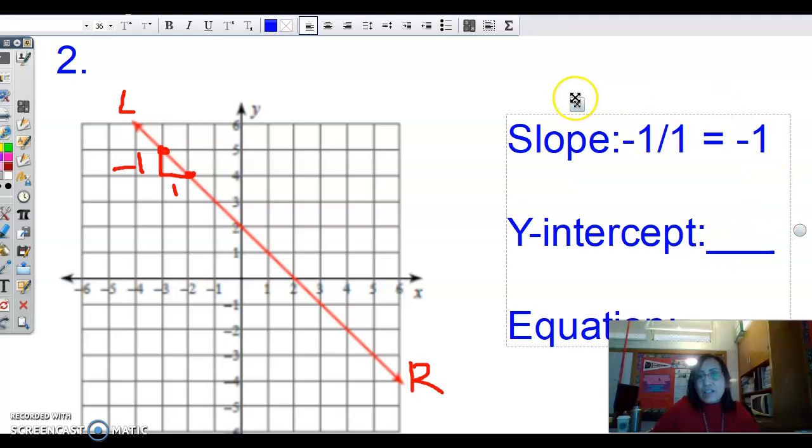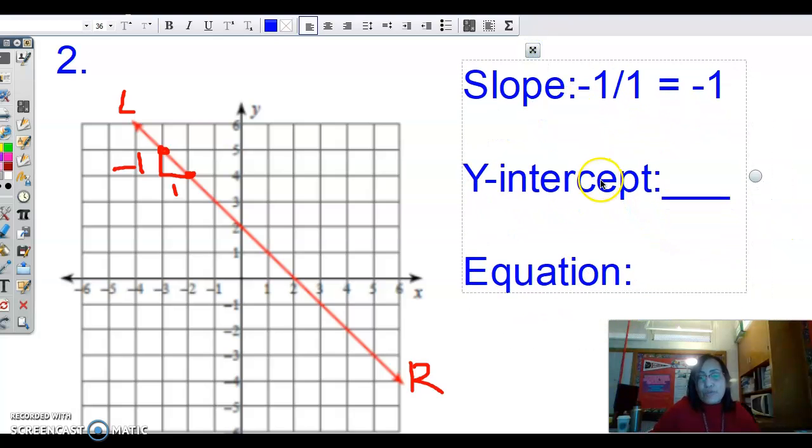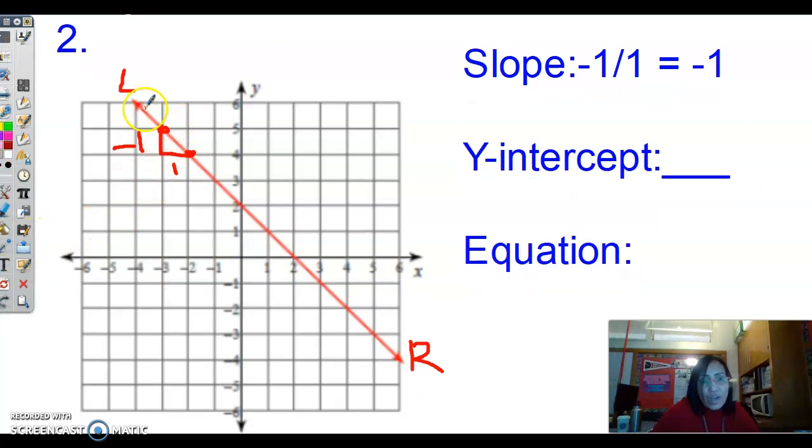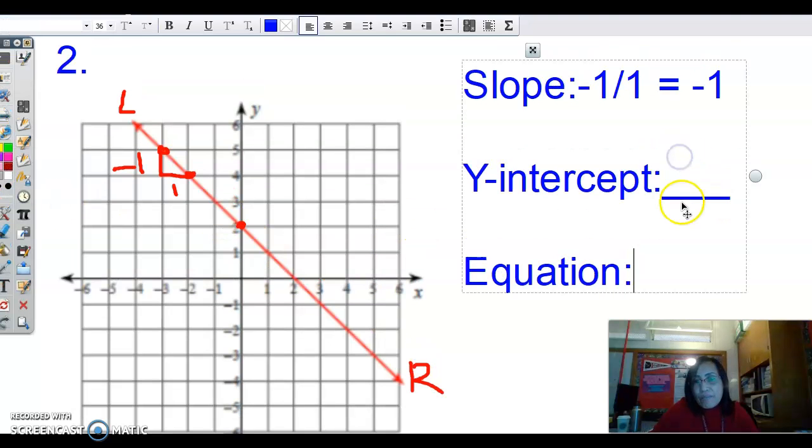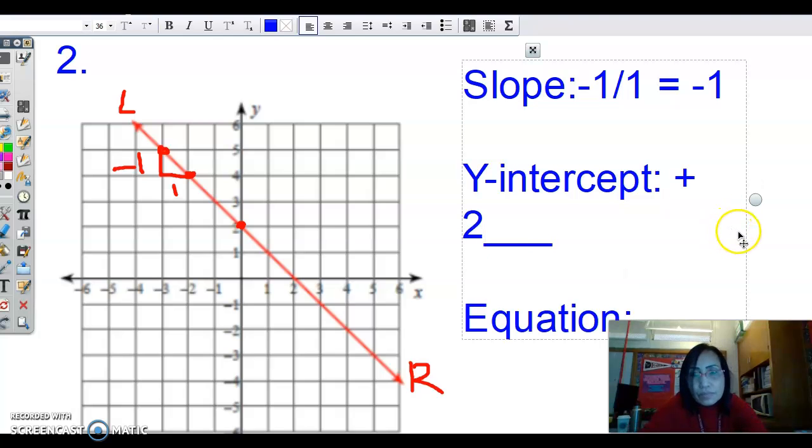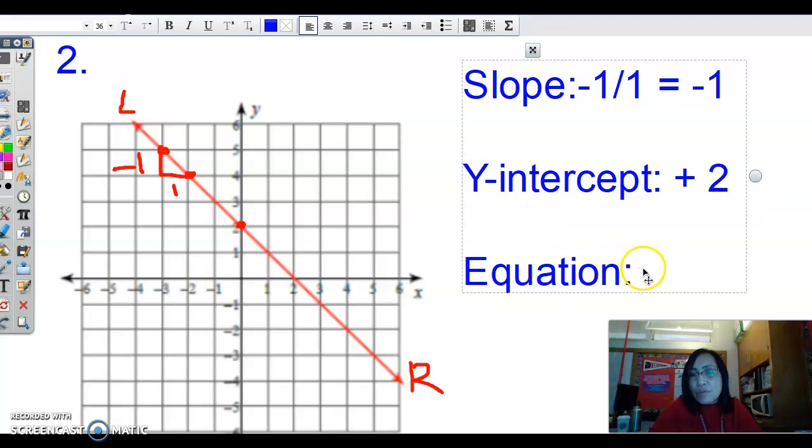Okay, so that is my slope, and I am done with the slope. After I find the slope, the next step is to find the y-intercept. How do I locate the y-intercept? The y-intercept is where my line crosses or intersects my y-axis right here. It's intersecting right here on the 2, which is positive 2. So my y-intercept is positive 2.